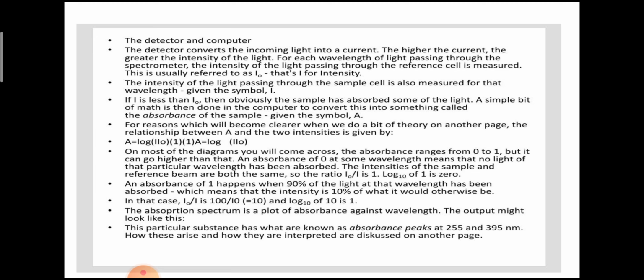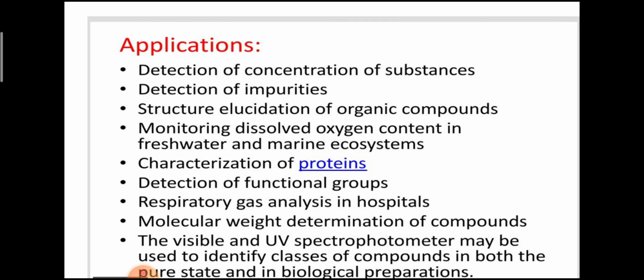The absorption spectrum is a plot of absorbance against wavelength. The output might look like this. This particular substance has what are known as absorbance peaks at 255 and 395 nanometers. How these arise and how they are interpreted are discussed on another page.